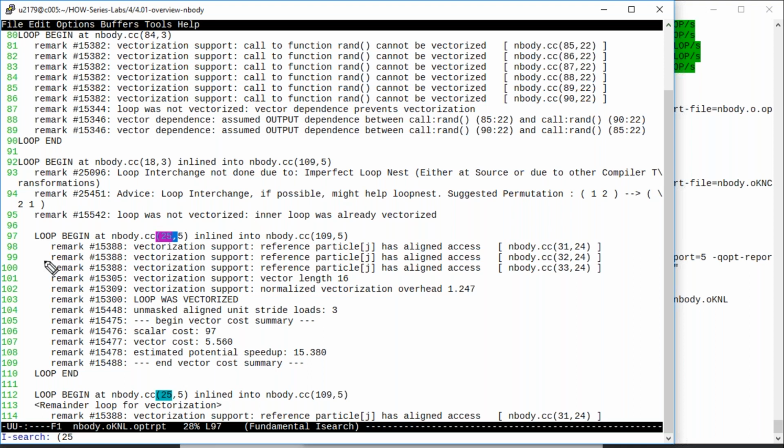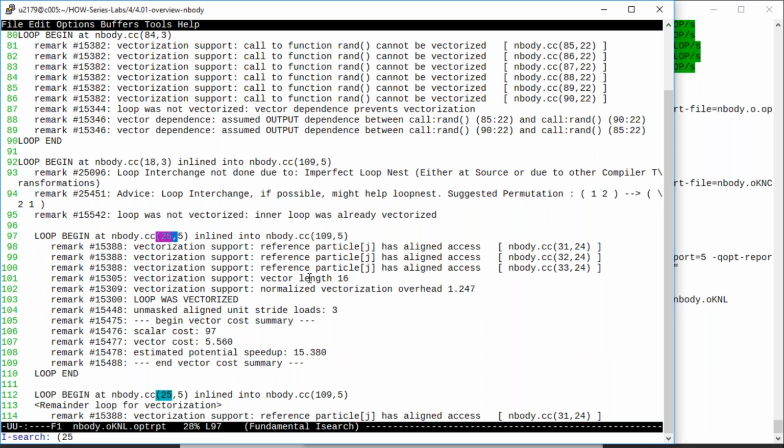And now this is a beautiful optimization report for this loop. No red flags, aligned access, music to my ears. Vector length 16, good. Normalization overhead. You know what? I said that normalization overhead being close to 1 is bad. No, it's not. I need to look up how to interpret this number. But the number that I know how to interpret is this one. It needs to be close to the vector length, and it is. Unmasked aligned unit stride loads and nothing else. So this is clean, no other hints.